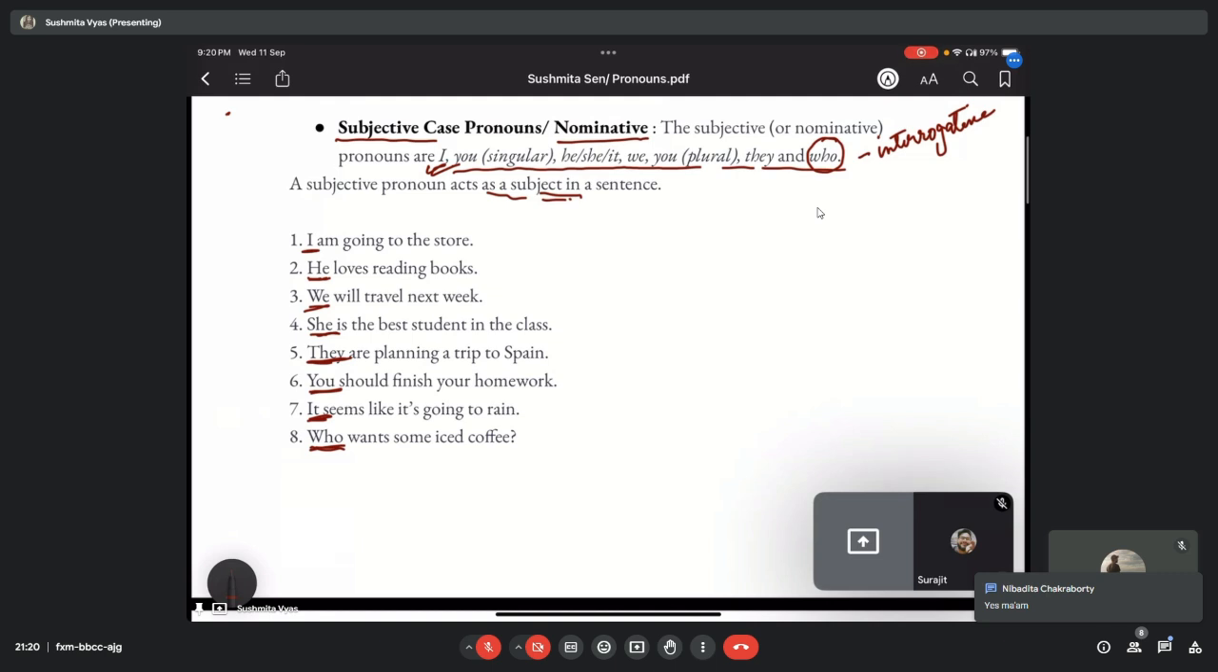Okay. मतलब subject में हमेशा you are talking about the subject of subjective case pronoun में you are always talking about the subject of the sentence. Okay, the one who is doing the action. The one who is doing the action is the subject. So the one that will be used to denote that action will be a subjective case pronoun.